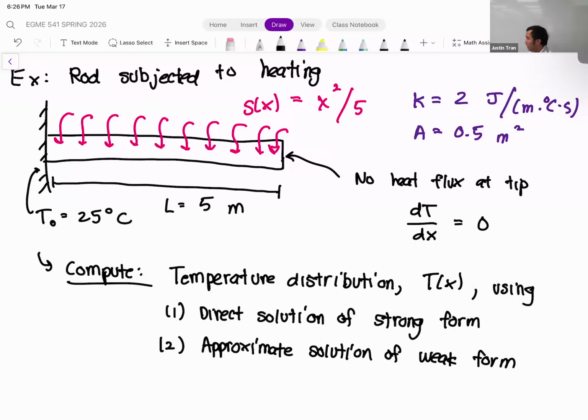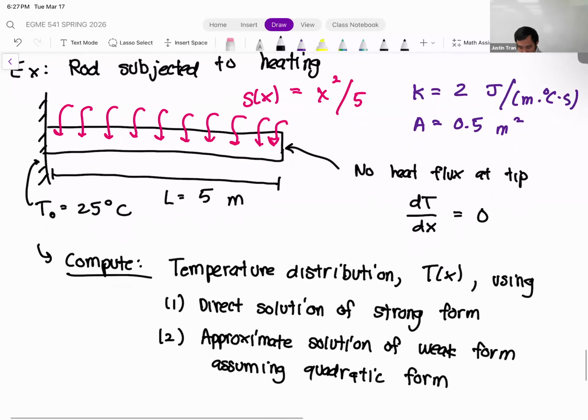And we're going to make an assumption of a quadratic solution. Okay, so that's the goal, right? So we're going to do part one, direct solution of strong form. We did that last time, so we're just going to go fairly quickly with that. And then part two is we're going to assume a form. We're going to assume a quadratic form for the solution and solve for its weak form from there.